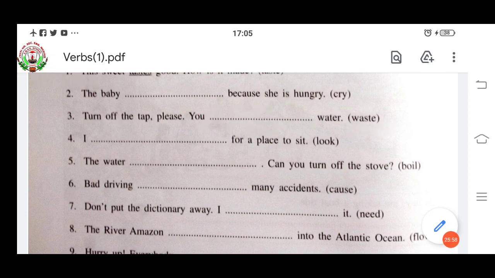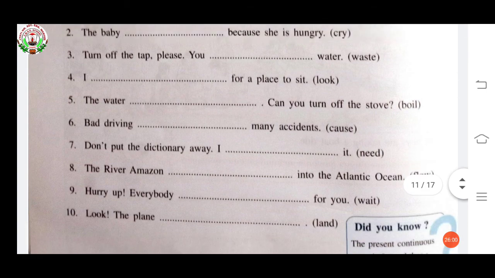Now see next. I dash for a place to sit. Look is given. And I is given, with I we are using am. I am looking, I'm looking for a place to sit. With look, you just have to add ing. Now see the fifth one. The water dash. Can you turn off the stove? Boil is given. So the water is boiling. The water is boiling. Can you turn off the stove?